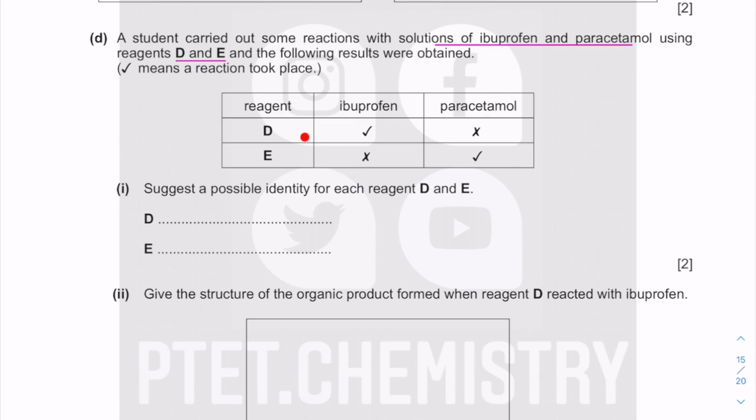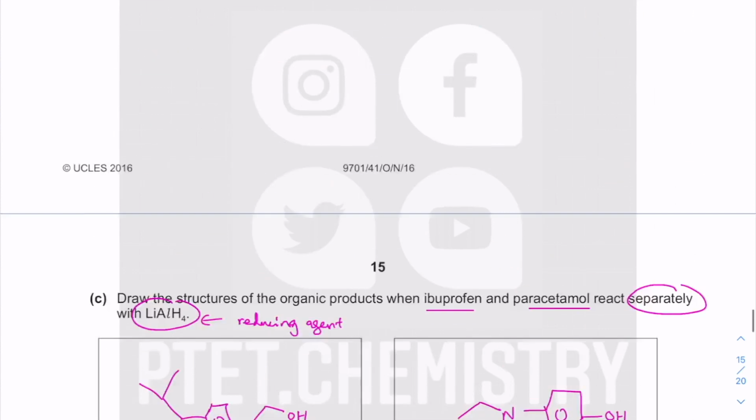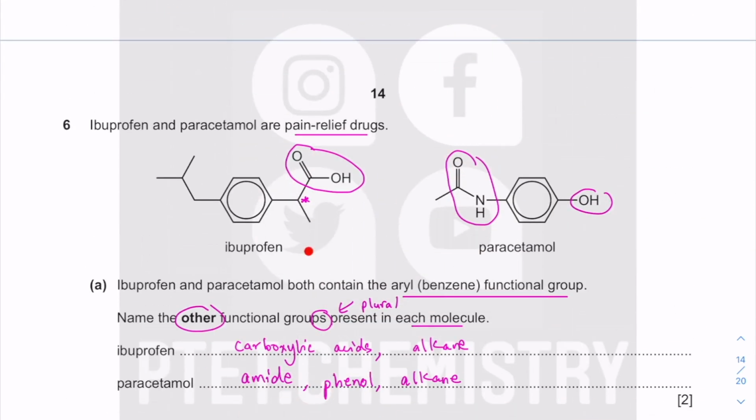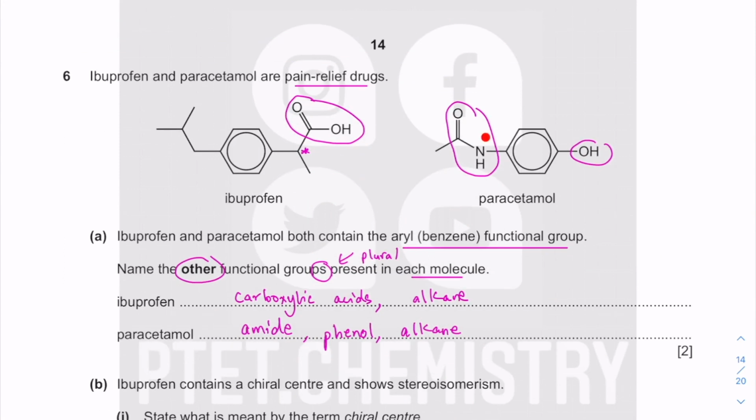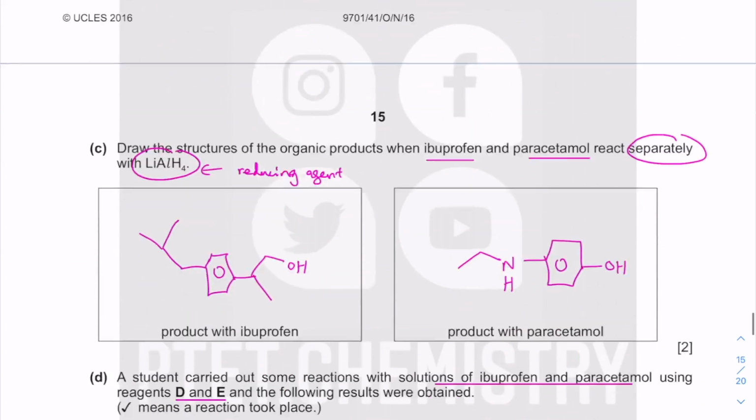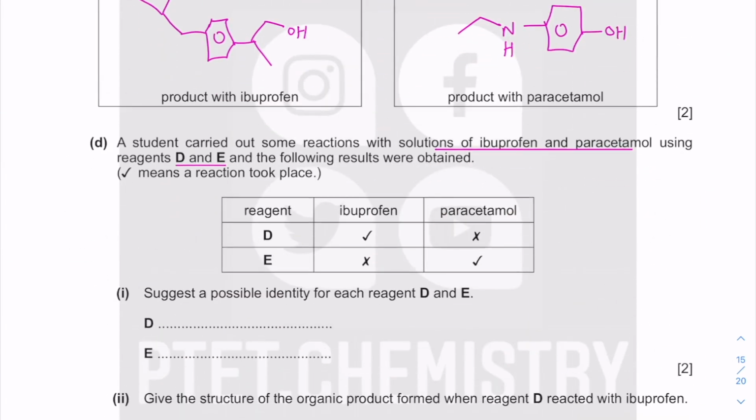So this thing D reacts with ibuprofen, does not react with paracetamol. So you have an amide, you have a phenol, you have a carboxylic acid. We know that carboxylic acid is acidic. We know that phenol is weakly acidic. So it reacts with sodium hydroxide, but not sodium carbonate. It's not strong enough to react with carbonate, but of course all carboxylic acid will react with carbonate, but not with phenol. So I'm pretty sure that the one that reacts D here must be sodium carbonate.